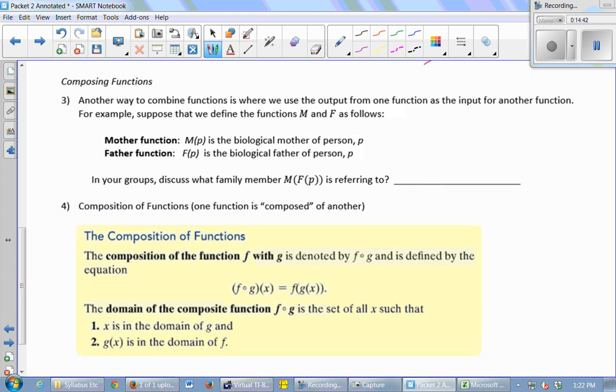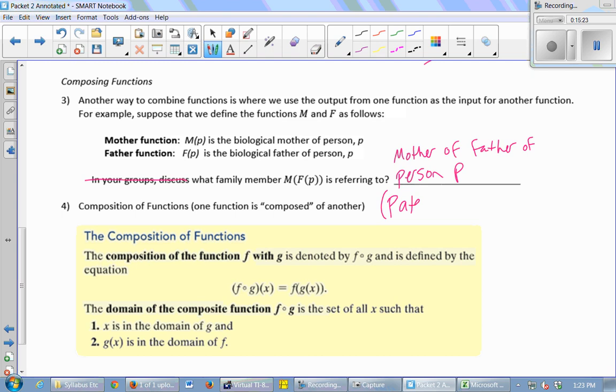So what does the family member m of f of p refer to? The mother of the father of person p. That's the grandmother. It would be the paternal grandmother, right? Your father's mother is your grandmother, and because it's on your father's side, it's called the paternal grandmother.